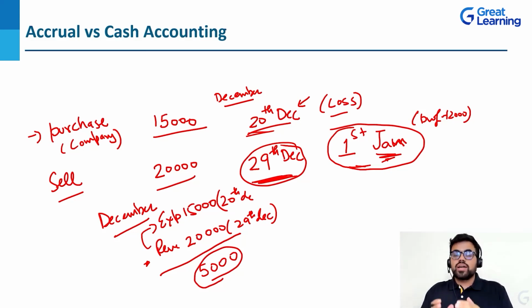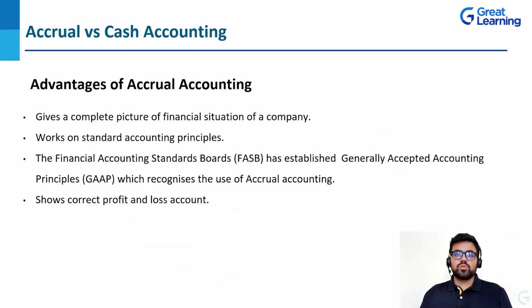Now this would give a good and accurate picture of how the company is going in that particular month, right? That is why accrual based accounting is preferred over cash based accounting. We'll look at some of the advantages of accrual accounting. First, it gives a very good picture of the financial health of the company. Secondly, it works on all the standard principles like the Financial Accounting Standards Board and GAAP, the generally accepted accounting principles. Both of them recognize accrual accounting as the basis on which companies should record their transactions. Thirdly, it shows the exact amount of profit and loss borne by the company. So it gives you an accurate picture of that.